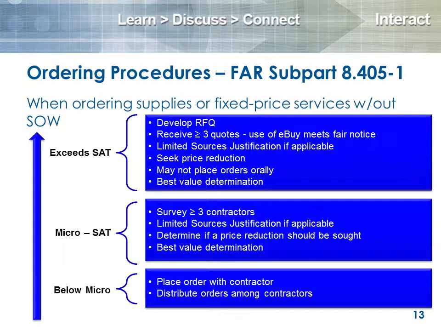If you're above micro, $3,500, but under simplified acquisition, $150,000, you survey at least 3 contractors. A survey, all right, you can do a telephone survey, an email survey, you can use different methodologies to be able to survey vendors. Your goal is to get 3 quotes, all right? And so you can use a limited source justification.